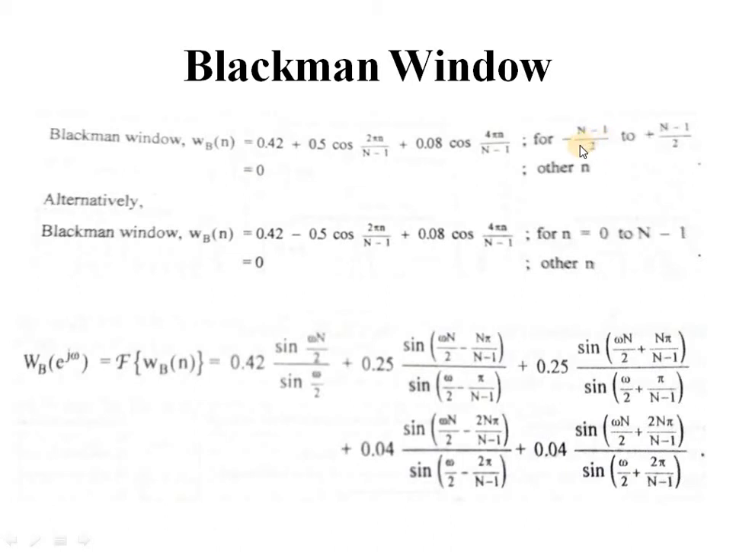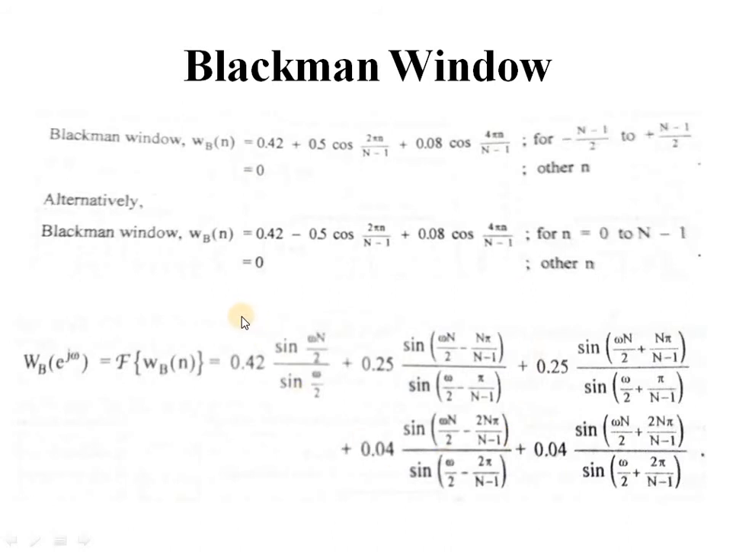This sequence is generally used only for odd values of n, but if we would like to use the windowing sequence for both odd and even values of n, generally n is considered from 0 to n minus 1. The frequency response of this Blackman windowing sequence is obtained by taking the Fourier transform of this equation, and it will be of this form, WB of e power j omega. It contains as many as 5 terms in it.